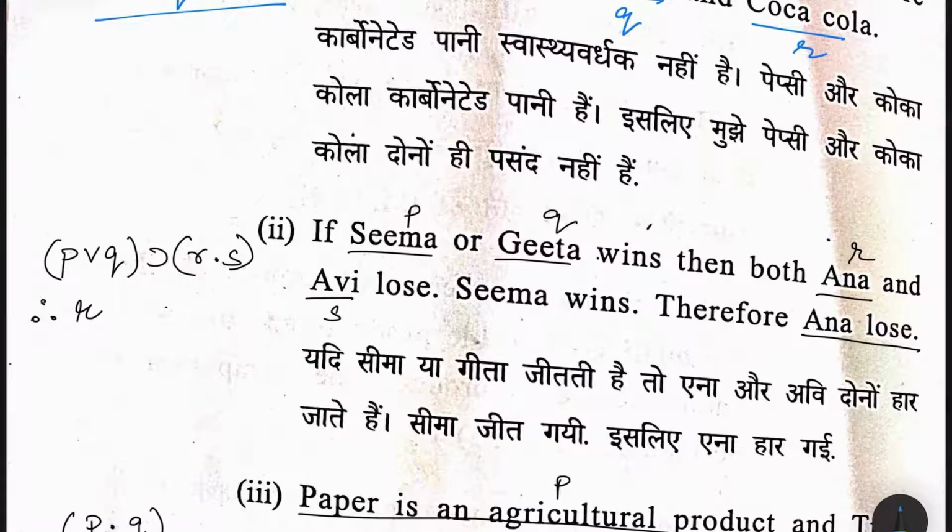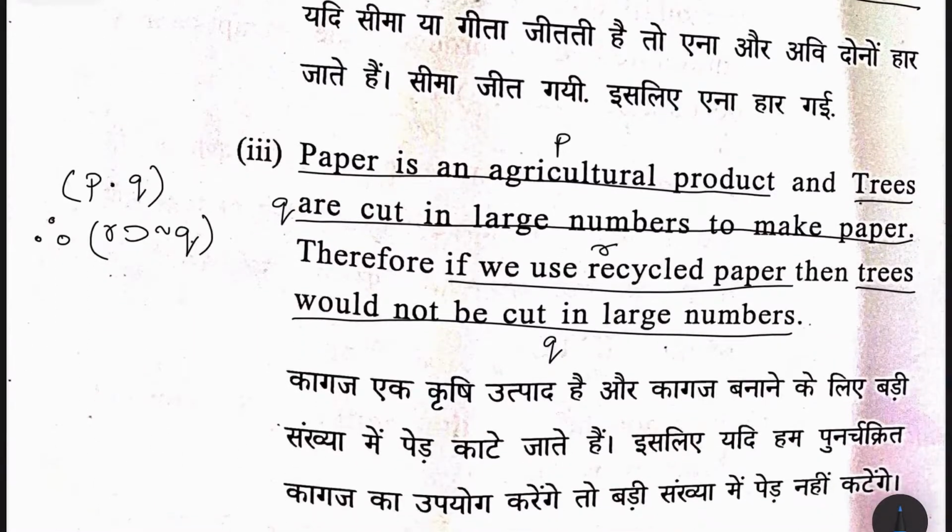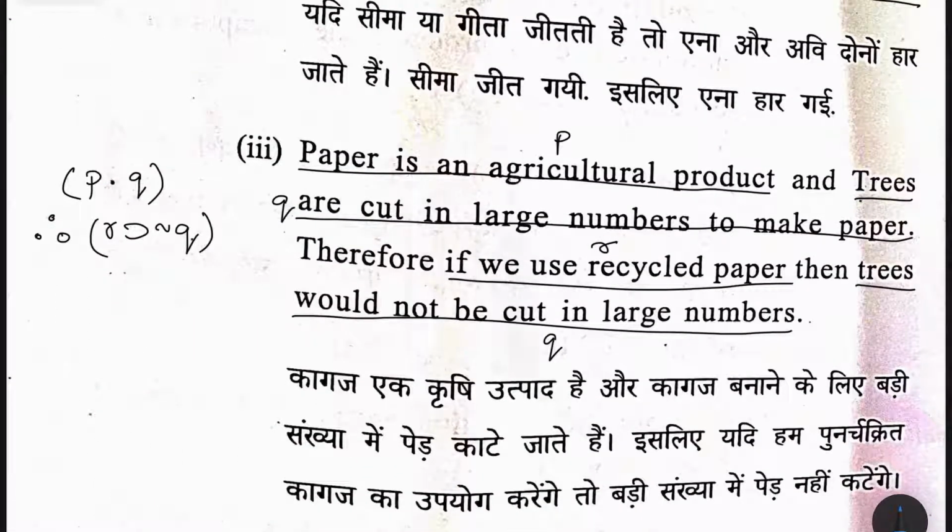Now in the second question we have just one premise and one conclusion. If Seema or Geeta wins, then both Anna and Avi lose. Now again in case of this, Seema के लिए P, Geeta के लिए Q, and then we have if-then, इसलिए आपका horseshoe, Anna के लिए R, and Avi के लिए आपका S use किया है. And the conclusion is therefore Anna. Anna के लिए आपने R पहले से ही लिया था, so it will be simply R.